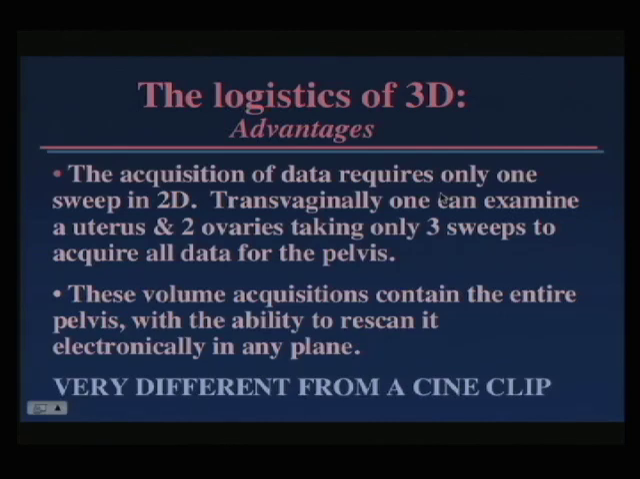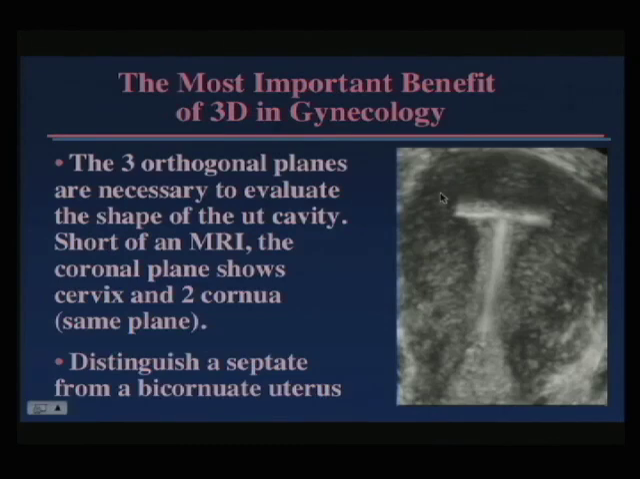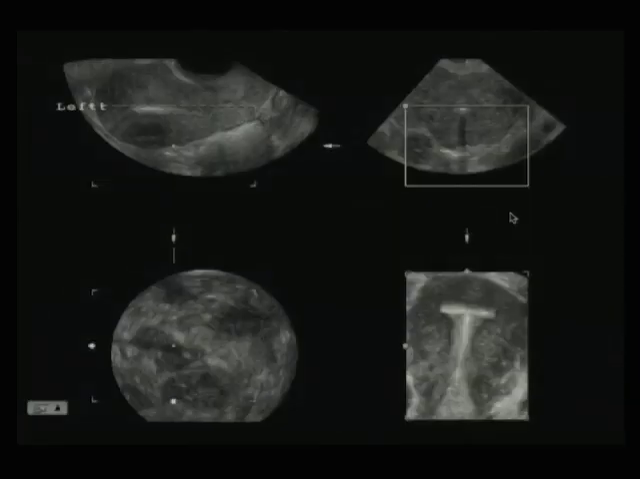In this case, you can rescan the pelvis in a different orientation from the orientation that was used to originally scan it. So the most important benefit of 3D in gynecology is the ability to generate the reconstructed planes, much like I'm showing you here, where you can see the IUD, which is present within the uterine cavity. Short of an MRI, this plane is not usually able to be displayed directly.